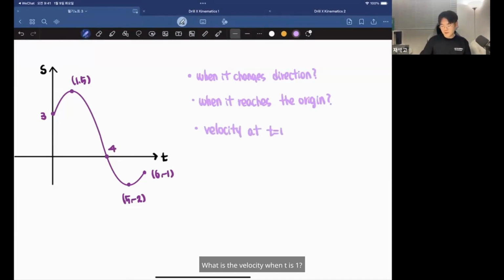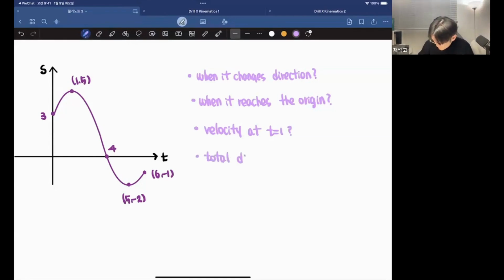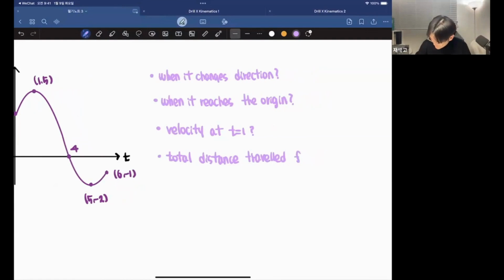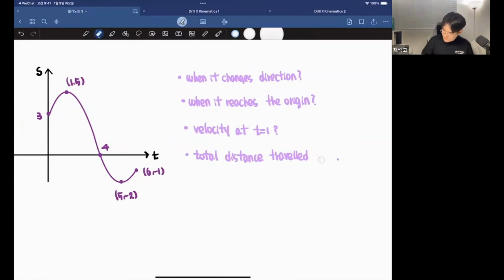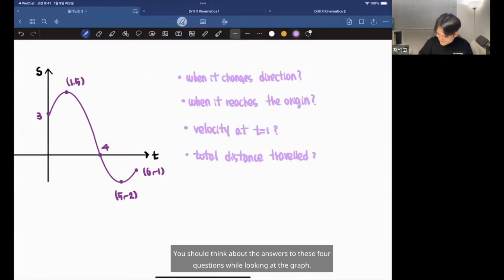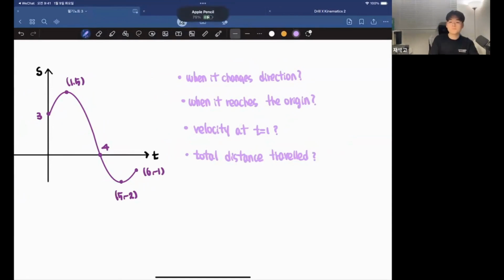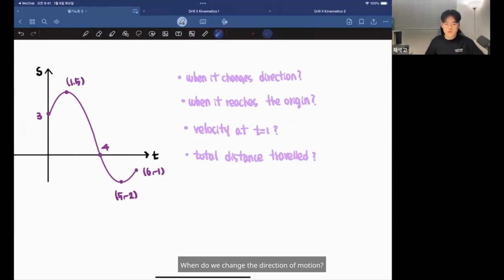What is the velocity when t is 1? What is the total distance traveled in 6 seconds? You should think about the answers to these 4 questions while looking at the graph. When do we change the direction of motion?